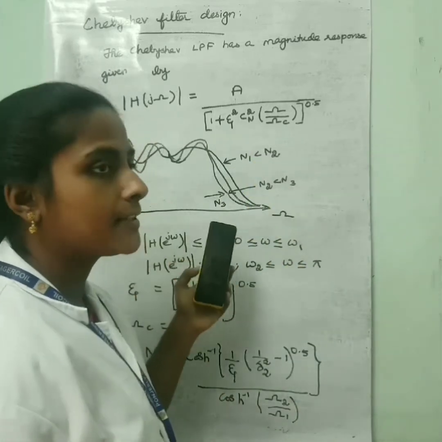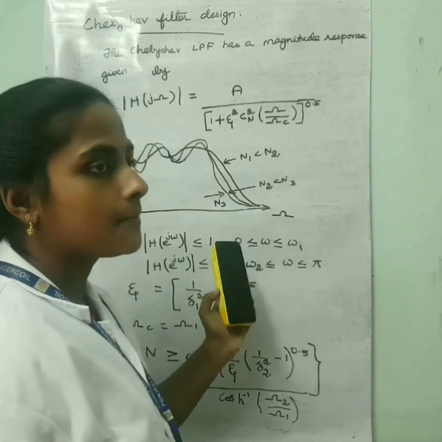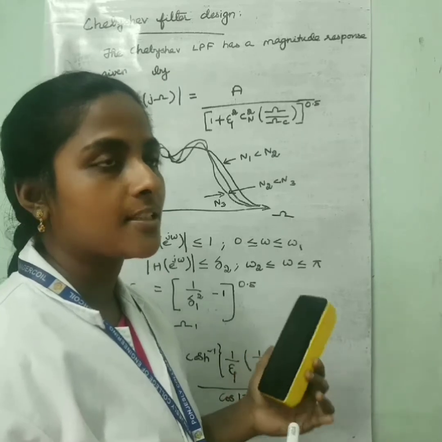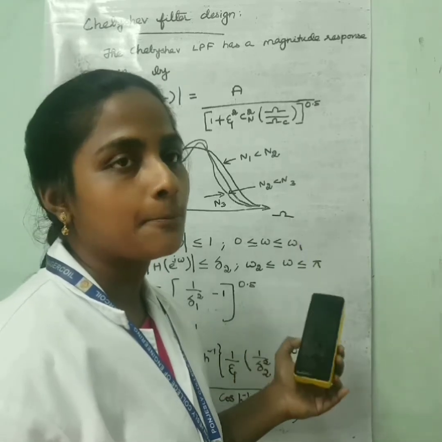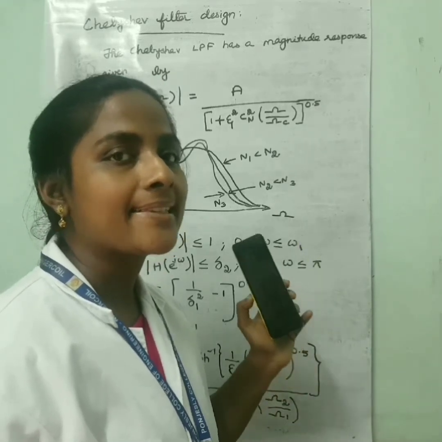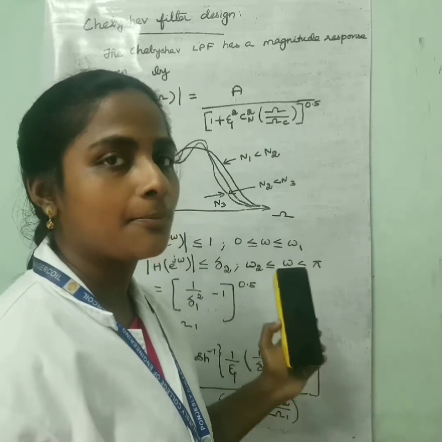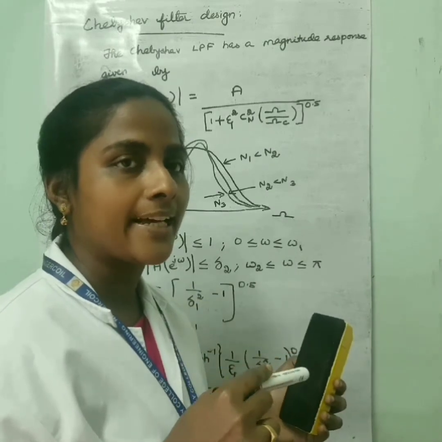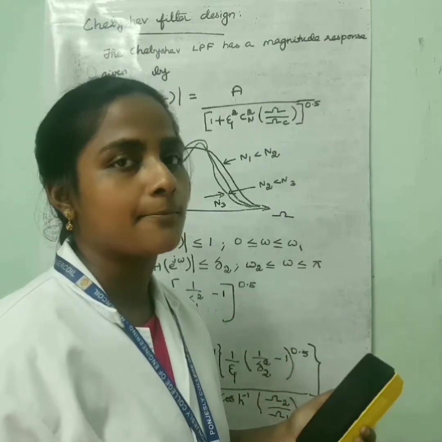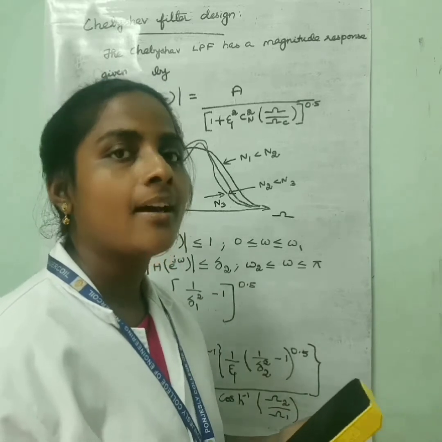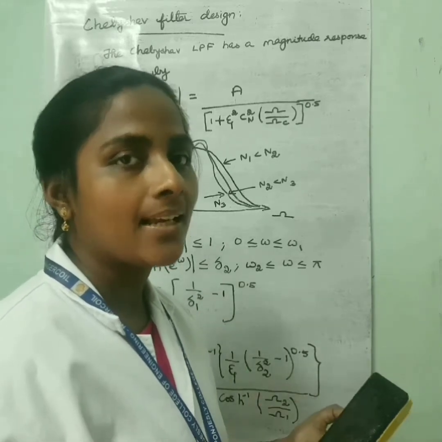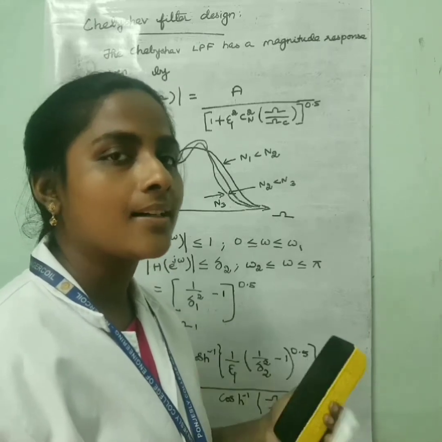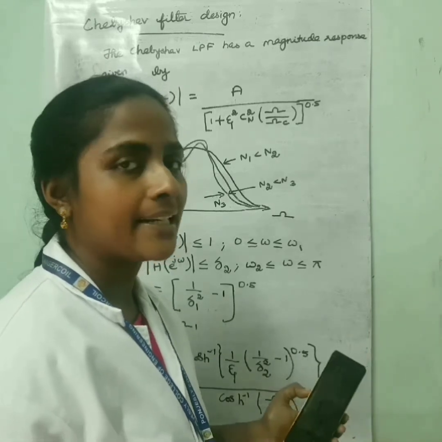This is the graph for the magnitude response of the Chebyshev filter. Generally, the magnitude response of the Chebyshev filter has an equiripple pass band and maximally flat stop band. When you increase the order of the filter, it approximates the ideal response. The phase response of the Chebyshev filter is non-linear when compared to the Butterworth filter.